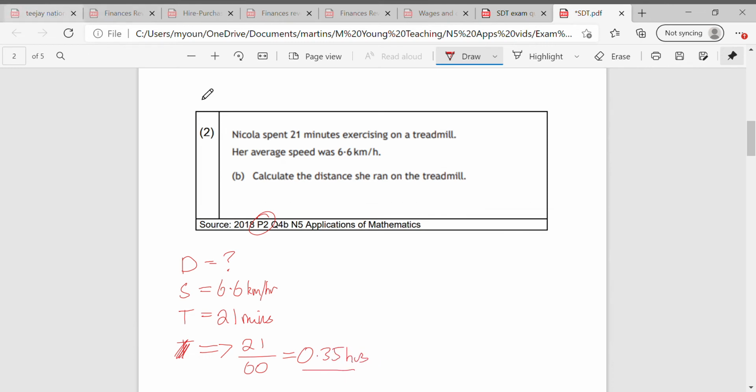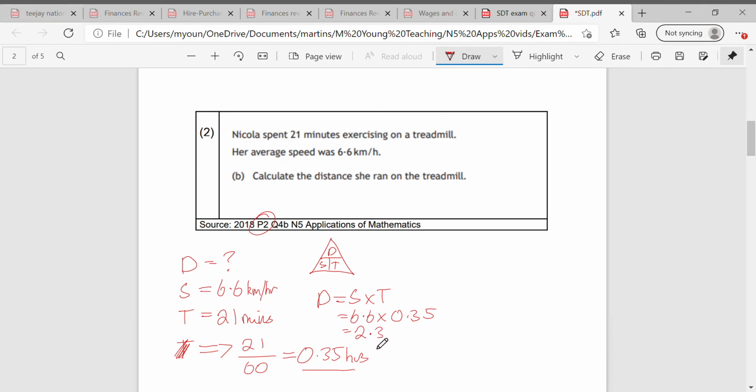Now I can use my formula, use the triangle if we can't remember. So distance, speed, time. I'm wanting distance, so it's speed times time. So that's just going to be 6.6 times 0.35, which is 2.31.